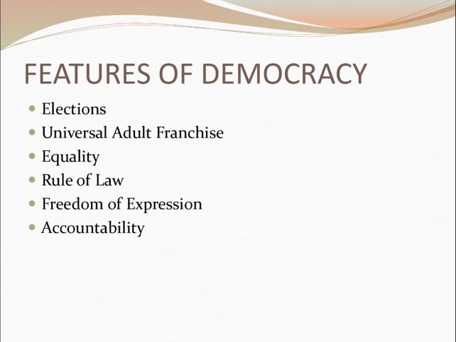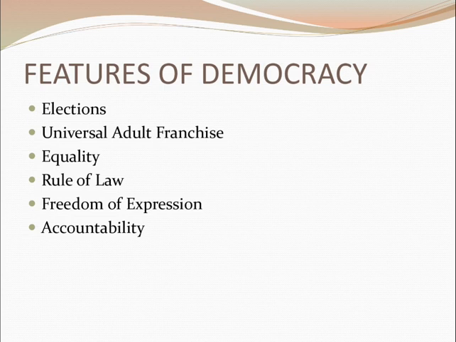Now let us study about the features of democracy. First feature is elections. In democracy, people vote to choose their leaders in elections. Second important feature of democracy is universal adult franchise. All the adults above 18 years can vote in these elections to choose their leaders. Third important feature is equality. Here, all the people have equal rights. Nobody is denied of rights here.